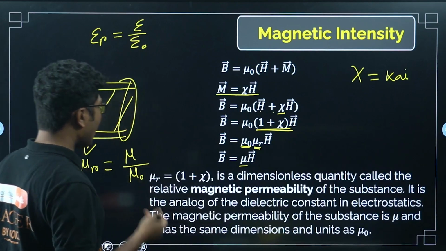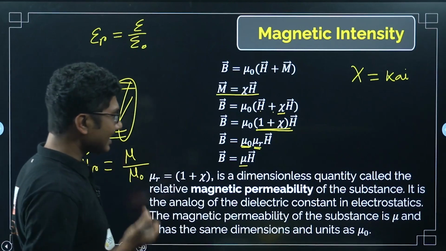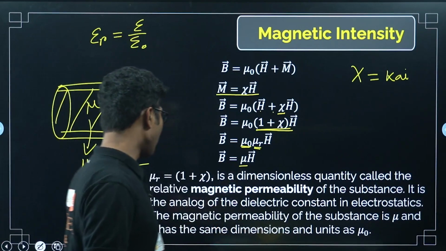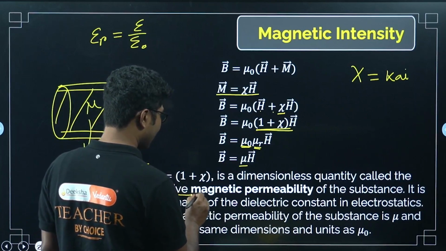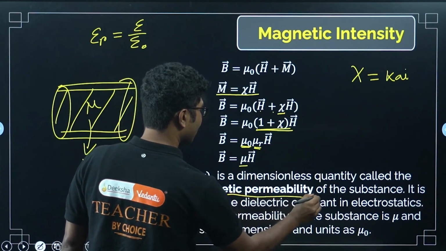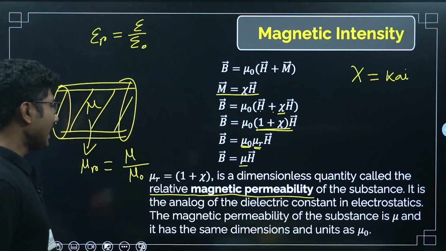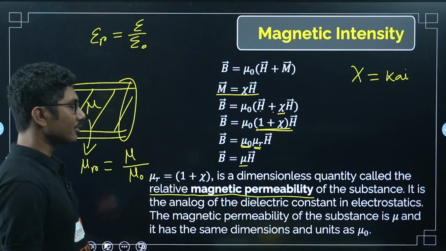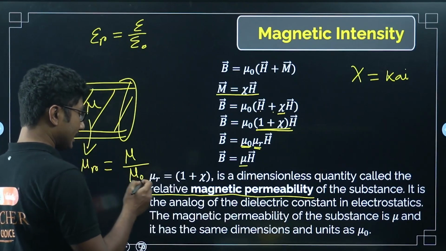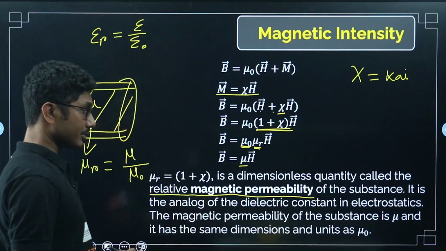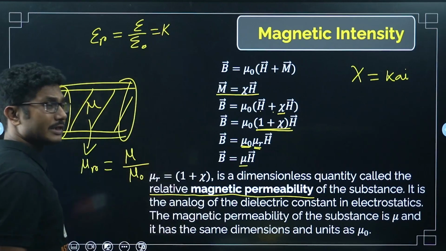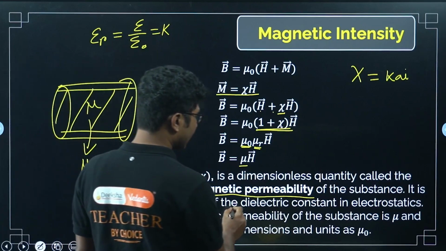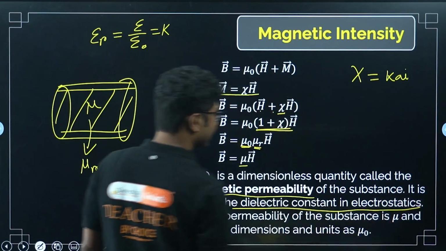Okay, mu R equals 1 plus chi is a dimensionless quantity called relative magnetic permeability. Very important, relative magnetic permeability of the substance. It is analogous to the dielectric constant. I said this is same as dielectric constant, right? It is analogous to the dielectric constant in electrostatics, right?